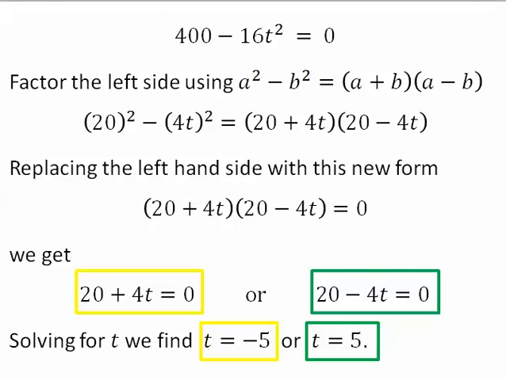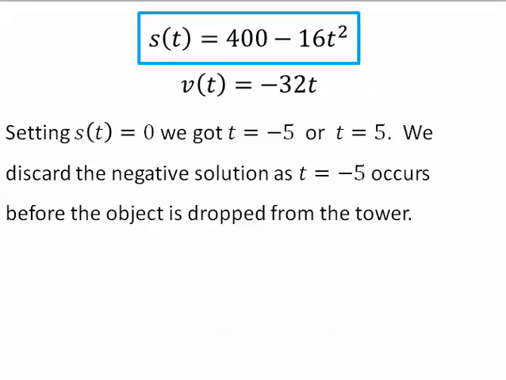20 plus 4t equals 0. If we solve for t, we get negative 5. 20 minus 4t equals 0. If we solve for t, we get positive 5. Setting the position function equal to 0, we got negative 5 or 5.